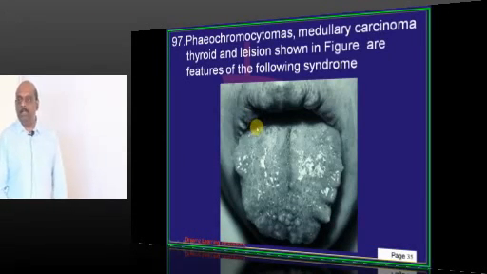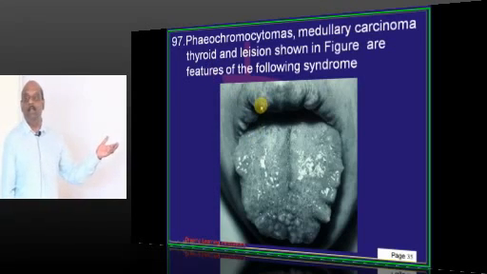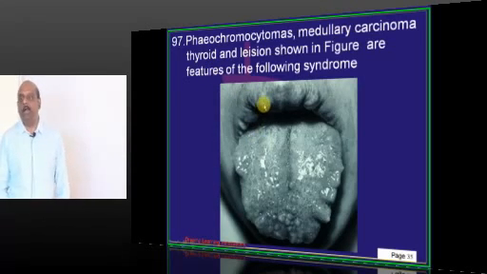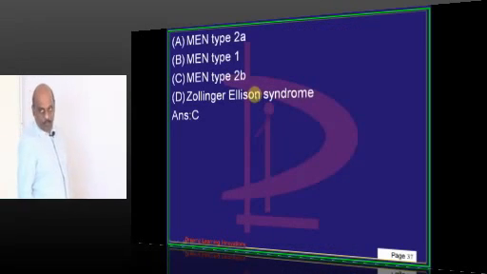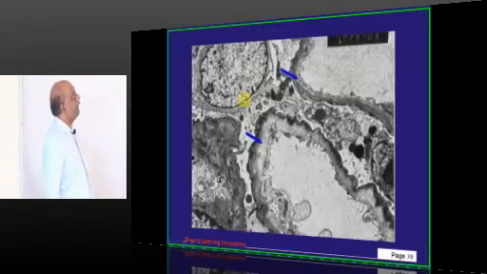Now there are pheochromocytomas, medullary carcinoma, and lumpy bumpy neuromas on the mucosa of the tongue. So this is the classical feature of MEN type 2B, which is what you have to basically remember.